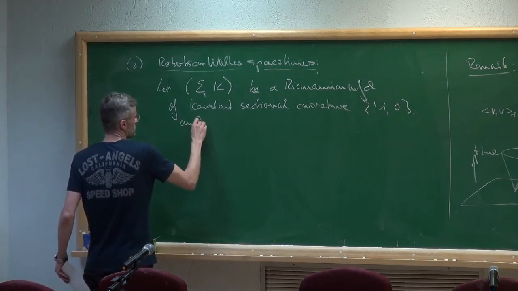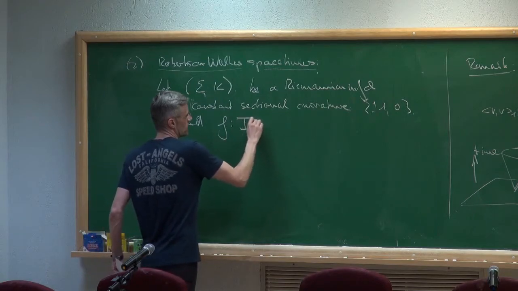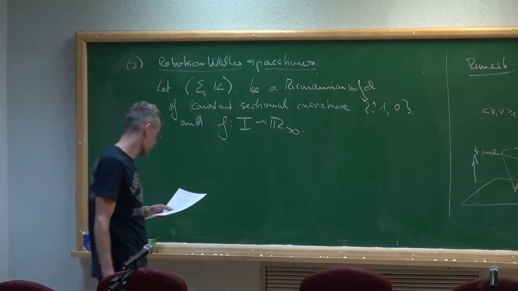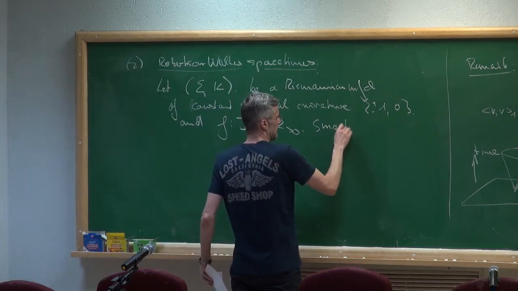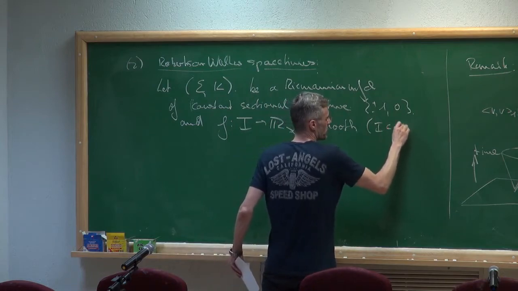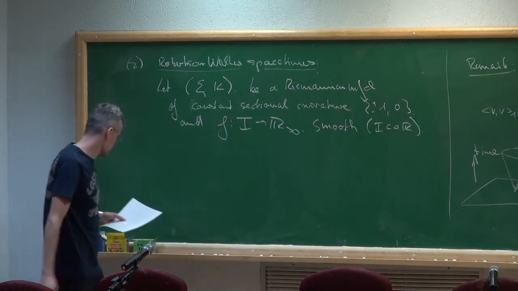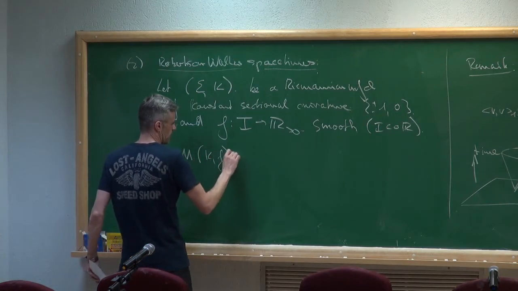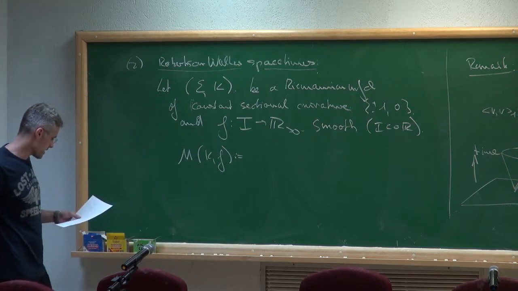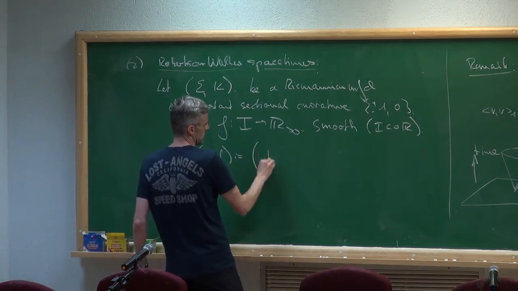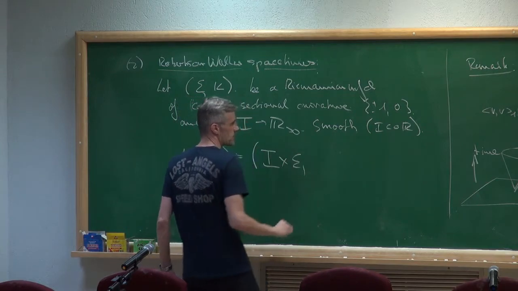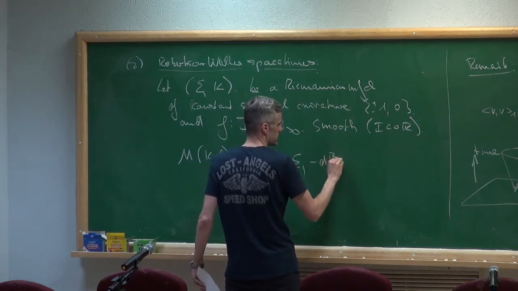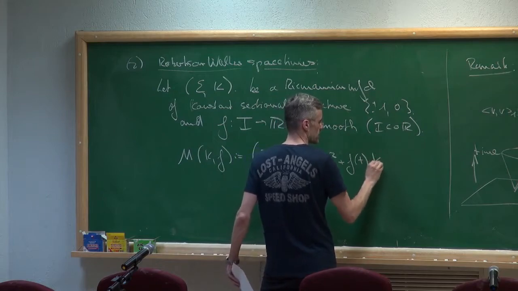And f, I look at a positive valued smooth function on some interval I, an open interval of the real line. Then I look at the following manifold M_{k,f}, which is nothing but the product I times Sigma with the following metric: minus dt squared plus f of t times k.